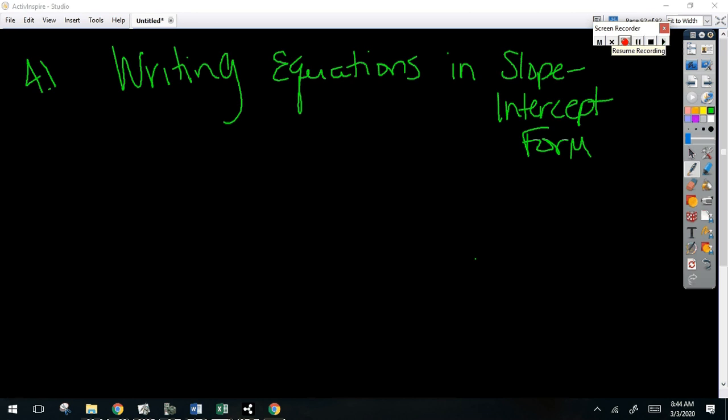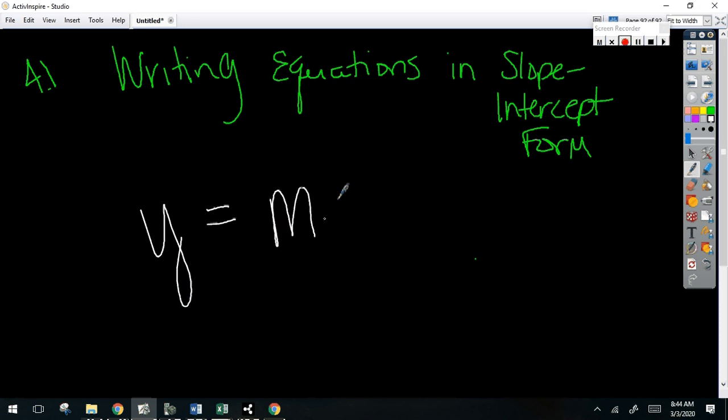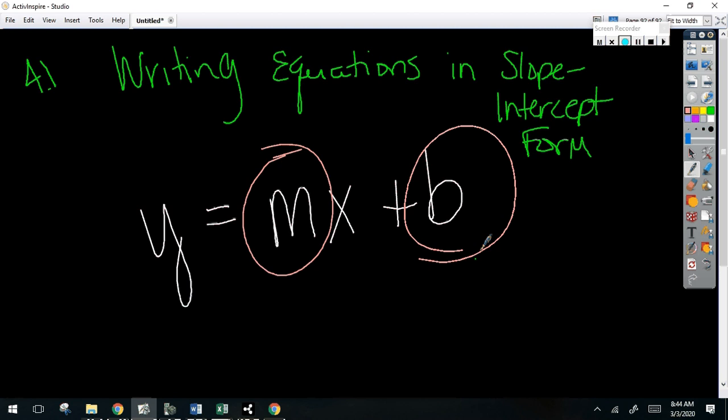So a couple things when I'm in slope-intercept form. What's slope-intercept form look like? Y equals mx plus b. And so I need two values, right? Yes. What values? A slope and a y-intercept.